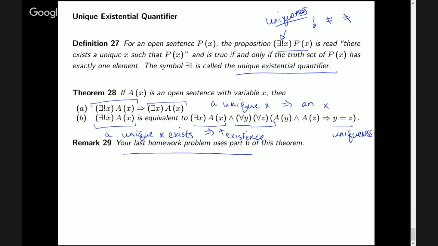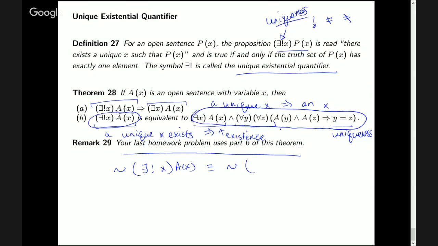Your last homework problem is going to ask you to negate there exists a unique x, A of x. So when you're doing the denial of there exists a unique x, A of x, that is going to be the same thing as the denial of this entire sentence right here. So you can parse through that denial and see which one they give you as a multiple choice. Only one of them will be correct. Okay, we are done for today.